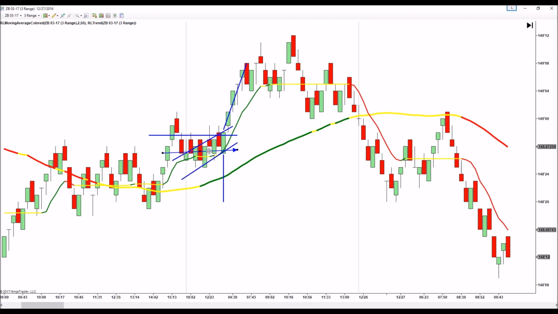Because you have an area of consolidation where there's very narrow-based movement. It's basically sideways. But within that sideways movement, you're getting consecutive higher highs and consecutive higher lows.